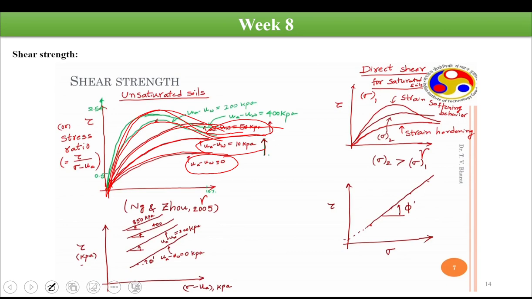And it is also a good observation that if we plot tau versus sigma minus UA, then we will see that for all the matric suction values, this slope is almost constant. So that slope actually represents the effective friction angle. So it is a constant. Then we can say that for all the values of matric suction, this phi dash value and the C values are not changing, right?